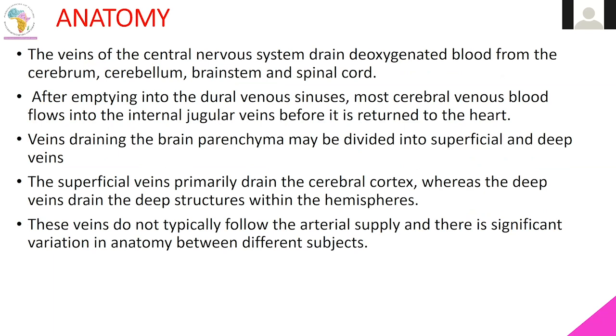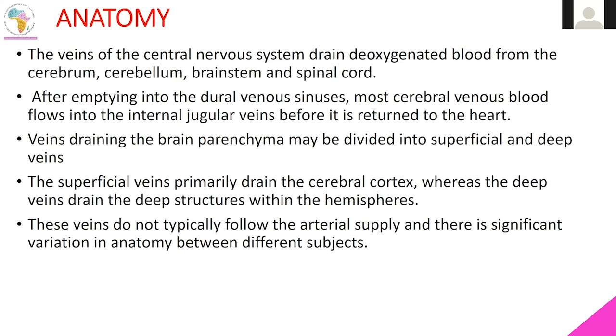As for anatomy, the veins of the central nervous system drain deoxygenated blood from the cerebrum, the cerebellum, the brainstem, and the spinal cord. After emptying into the dural venous sinuses, most cerebral venous blood flows into the internal jugular veins before it is returned to the heart.